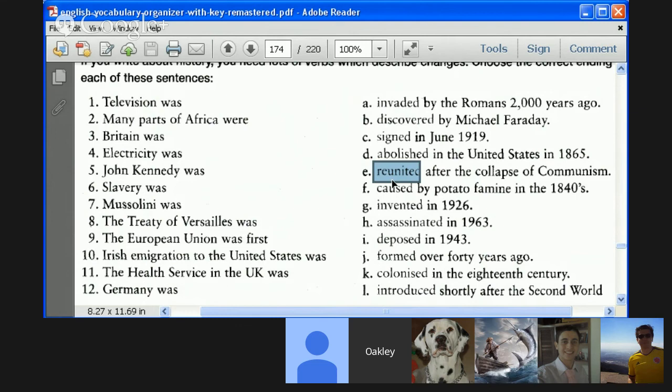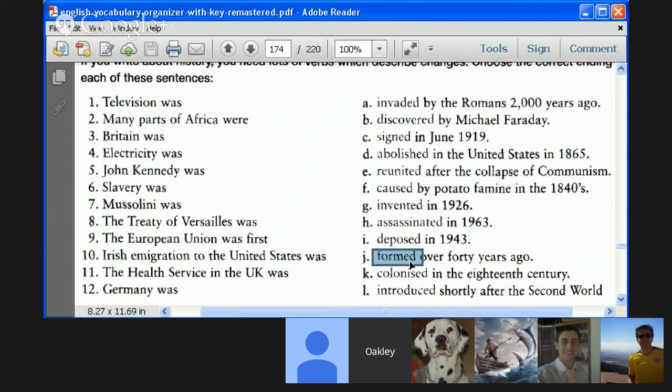So when we see re in front of a word as a prefix, at the beginning of a word, it means again. Return, remove. Okay, so no, that can't be it. What was the EU? The Union was first introduced shortly after the Second War? No, it wasn't. It was formed over 40 years ago. That's good. Okay, Alejandro, that's it.